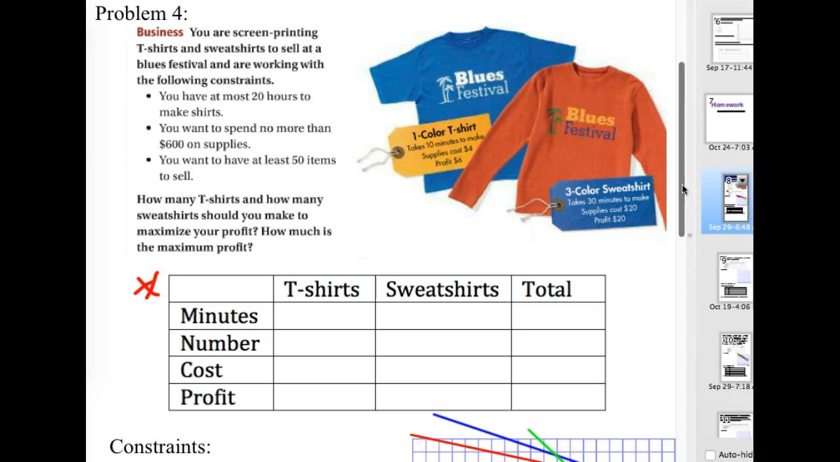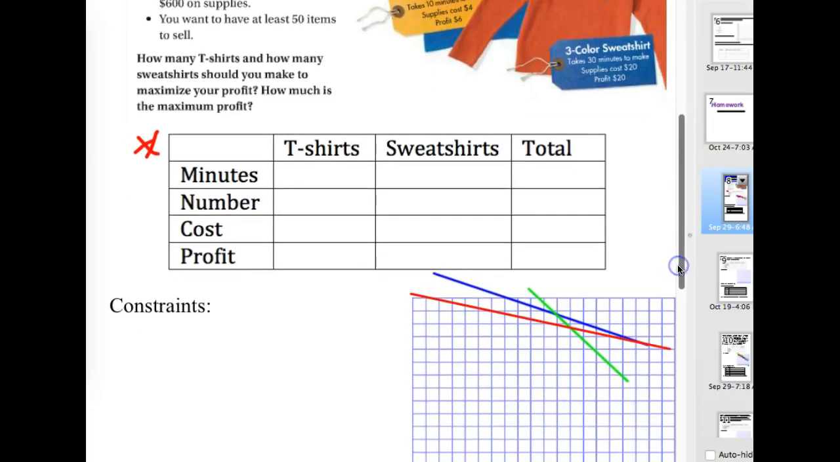So how many, the quantity or number of things, there's a limitation about that. Okay? Over here on the tags for the shirts, it says that to make the t-shirt, it takes 10 minutes. It costs $6 for supplies, and we make a $6 profit. For the sweatshirts, it takes 30 minutes to make them. Supplies are $20, and we make a $20 profit. So they're giving you a whole bunch of information. You need to organize it. All right, and setting up a chart, or a table, is going to be the best way to do that.